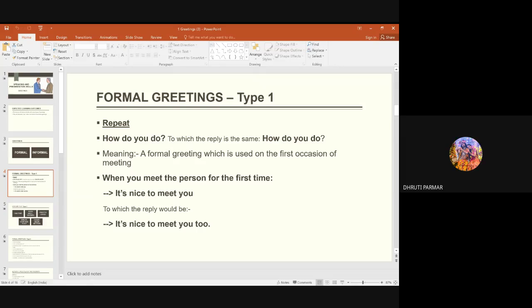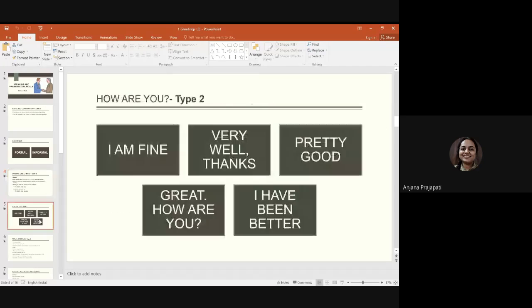Yes. Very good. The next, let us move towards number 2. When somebody says, "How are you?", that is the second greeting. Very often we ask this, right? So these are the replies: I'm fine, very well, thanks, pretty good, great. How are you? So when somebody says, "How are you?" you can say, "Great. How are you?" And then you can say, "I have been better."